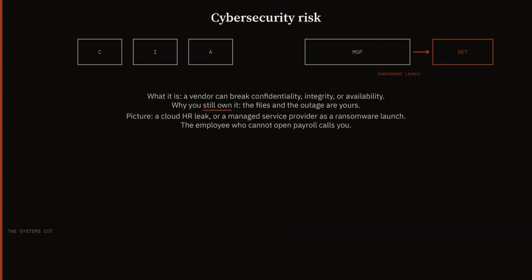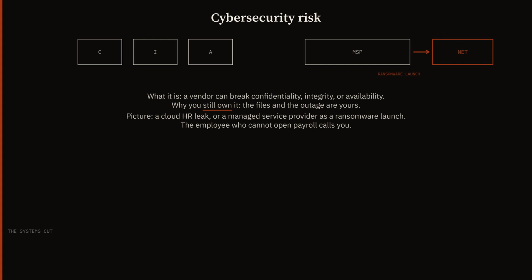Cybersecurity risk is the first type. Confidentiality means the wrong person cannot read the data. Integrity means the wrong person cannot change the data. Availability means the service is there when the business needs it. Those 3 words are the CIA triad, and a vendor can break any one of them. A cloud human resources application with weak login rules can leak employee files.